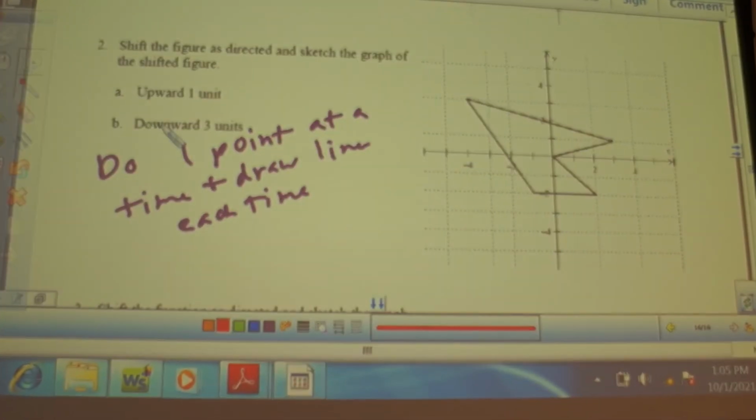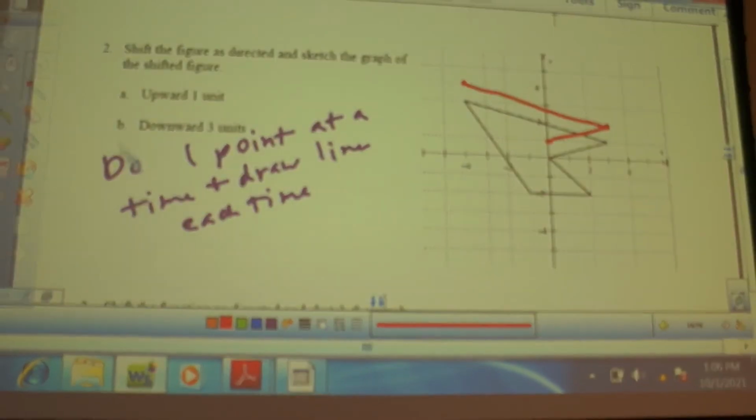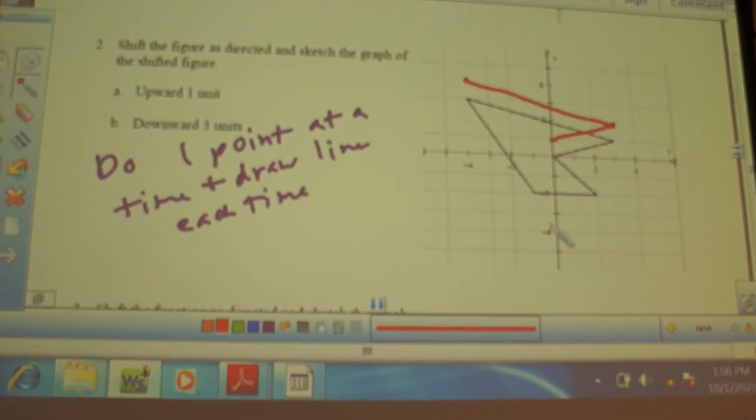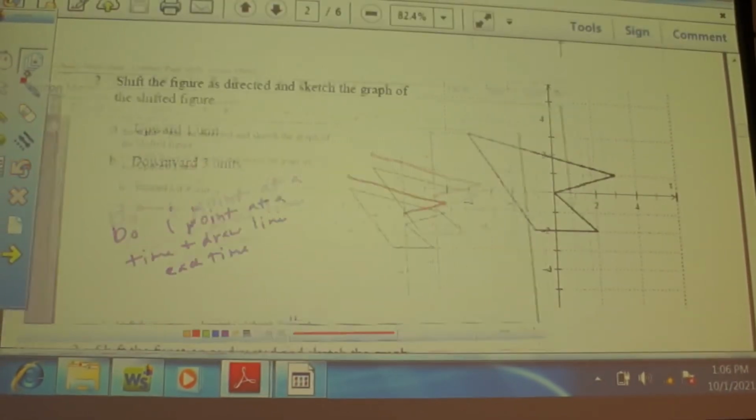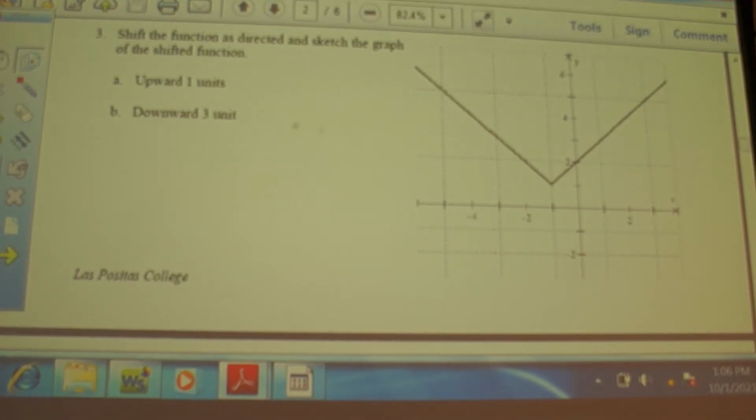So what I'm saying is, if you want to go up 1, and then where does this one go? Over there, up 1, draw the line. And then where does it go? It goes to here. Make that up 1. Then draw the line. Do you guys understand what I'm saying? Yeah, step by step. So do that up 1 unit and then also do it down 3 units. And then you'll do the same thing here, right? Shifting it up 1, down 3. I feel like you guys should be good with that part.